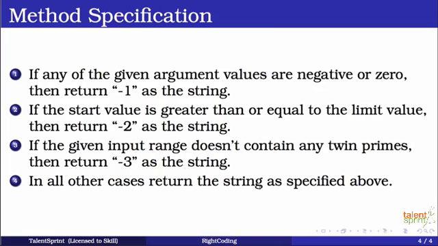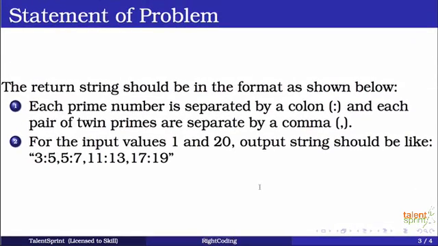The method specifications to be taken care of are: if any of the given argument values are negative or 0, we return -1. If the start value is greater than or equal to the limit value, then we return -2. And if the given input range does not contain any twin primes, then we return -3. In all other cases, we have to return our string specified in the format as shown here, separated by colons and commas. So let's jump into the code.